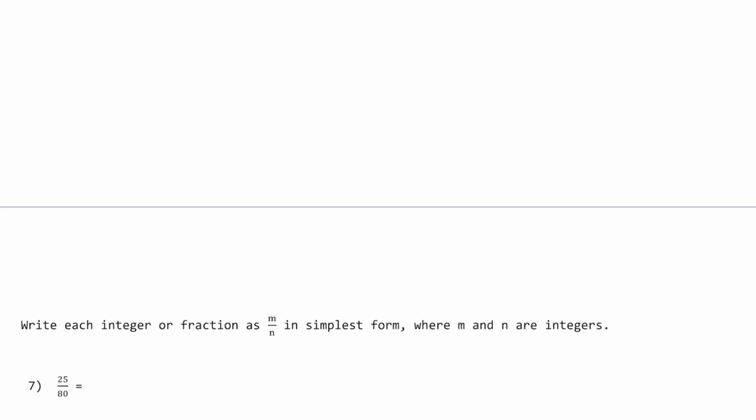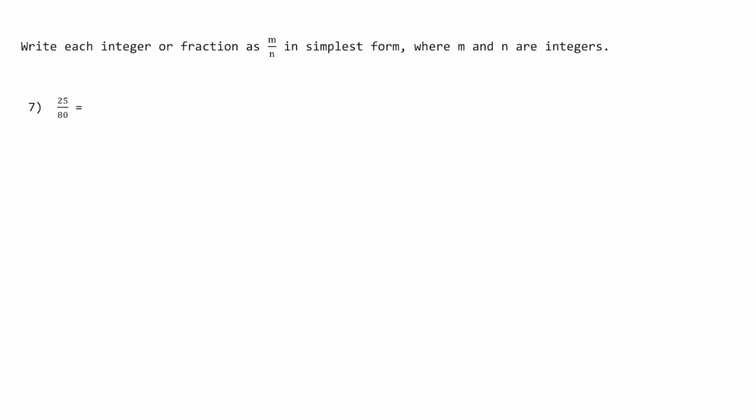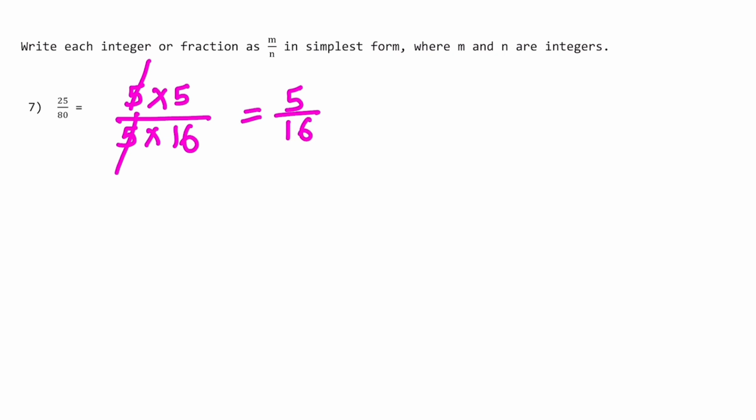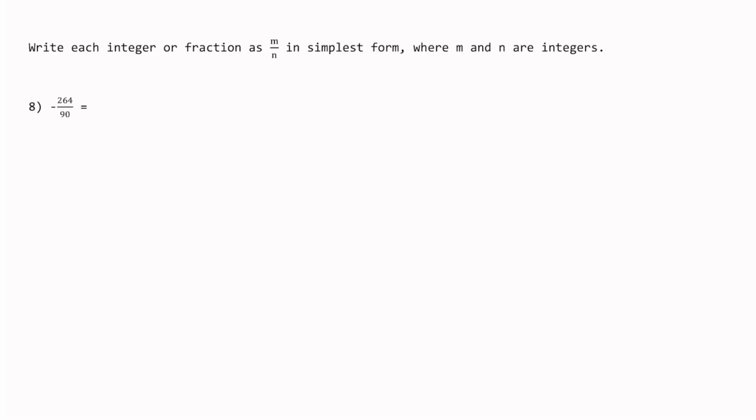Okay? Now this one is not as simple as the previous one. So how do we solve this? I know 25 is 5 times 5, and 80 is 5 times 16 basically, right? So now you take out the common one. What are you left with? 5 over 16. This cannot be further divided. So this is the simplest form that you can have here.